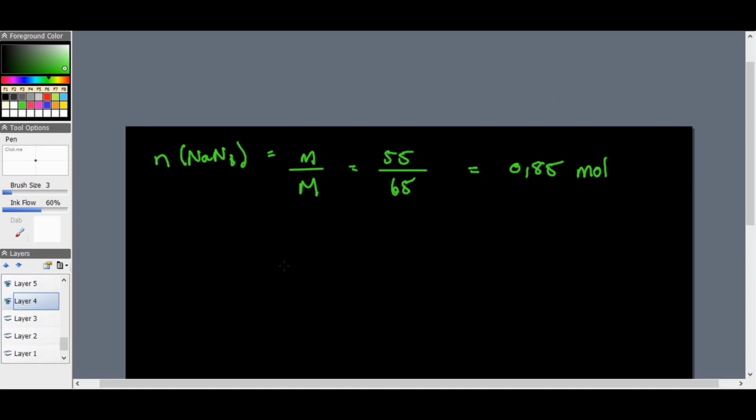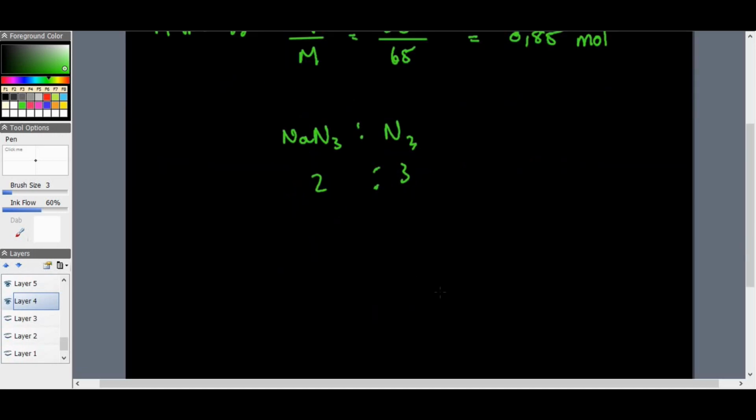Now we have a mole ratio of sodium azide to nitrogen gas, because that's what they want to know: what's the volume of nitrogen gas that was produced. So we know that's a mole ratio of 2 is to 3. So if we want to find out how many moles of nitrogen gas was produced, we've got the number of moles here. That's going to obviously be 0.85.